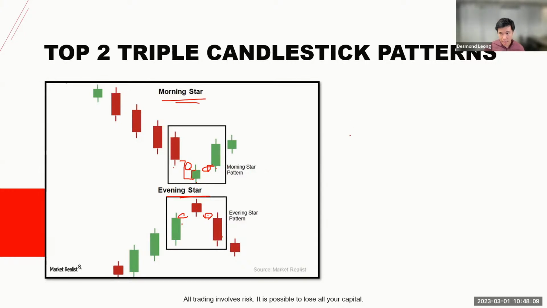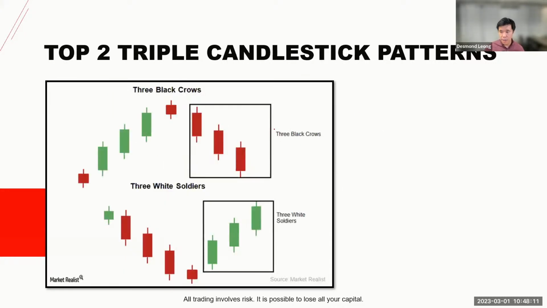Okay, last one, three black crows and three white soldiers. Very, very good reversal and very, very good momentum indicators. With three black crows, what you want to notice is that the crows are all of the same size. The soldiers are all of the same size. And remember, they need to be bigger than average. That means you're not looking for three tiny crows. You're looking for three sizable black crows.